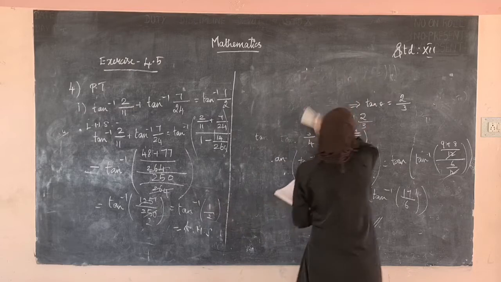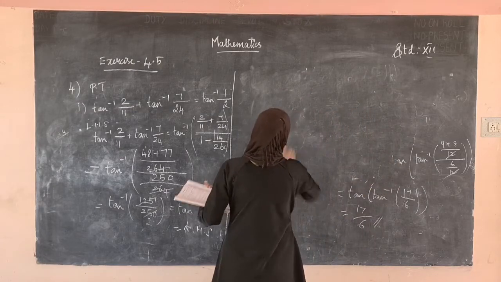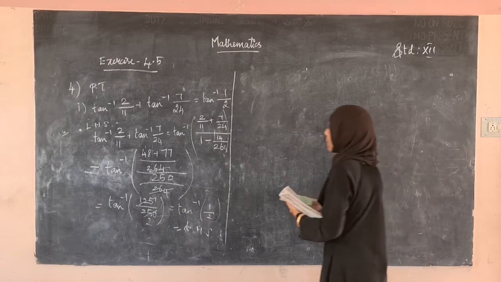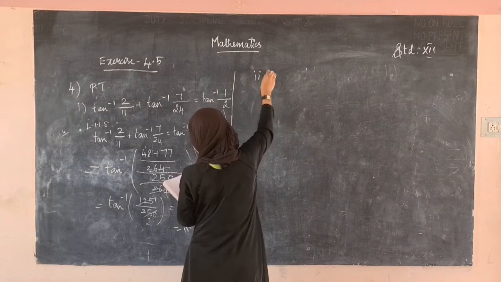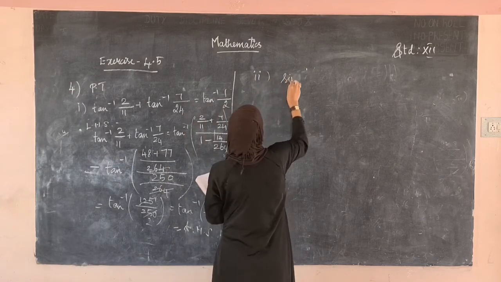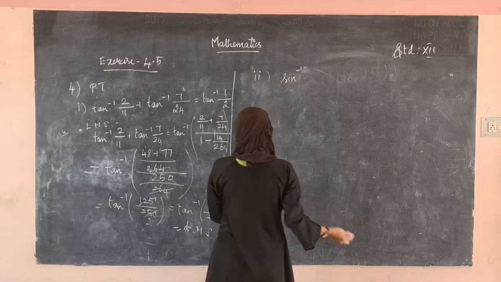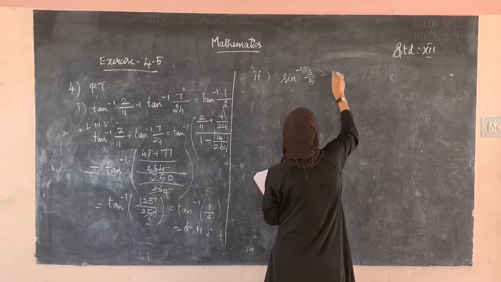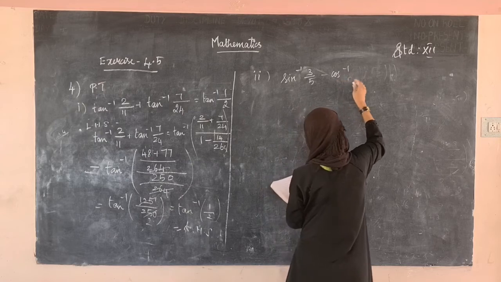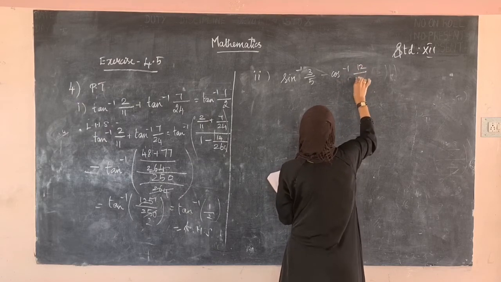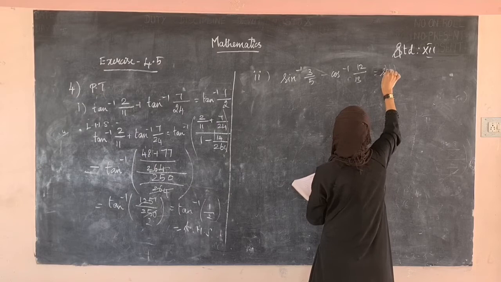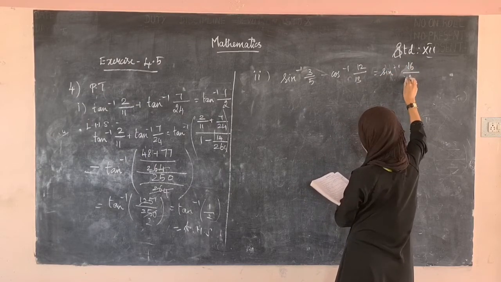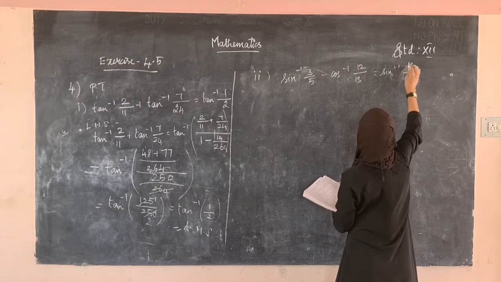Now the second subdivision. We have to prove, what do we have to prove here? Sin inverse of 3 divided by 5 minus cos inverse of 12 divided by 13 is equal to sin inverse of 16 divided by 65. We have to prove this.